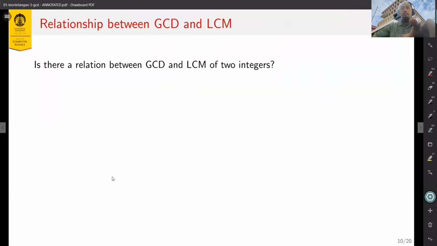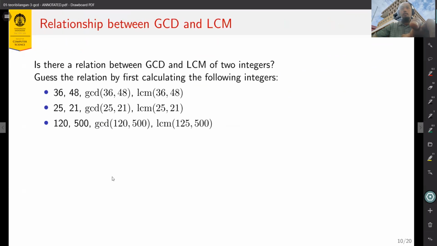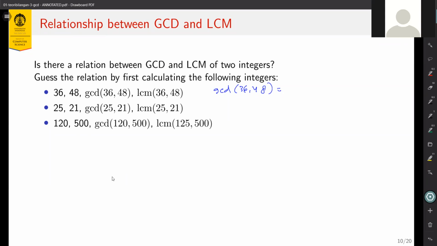I'll skip the theorem. Now, what is the relationship between GCD and LCM? Now, let's have a look. Apparently, let's just take a few examples. What is the GCD of 36 and 48? Anybody? Quickly, can we find an answer for this?